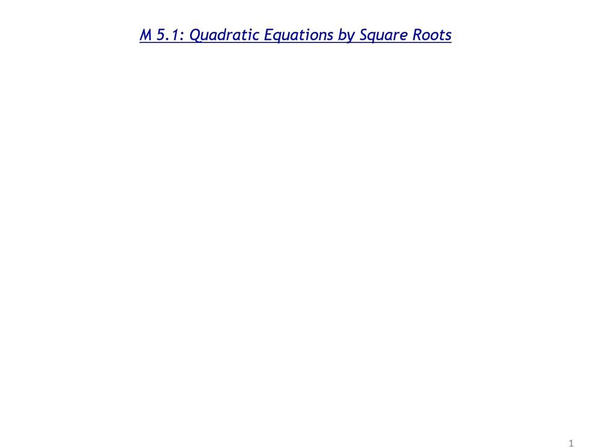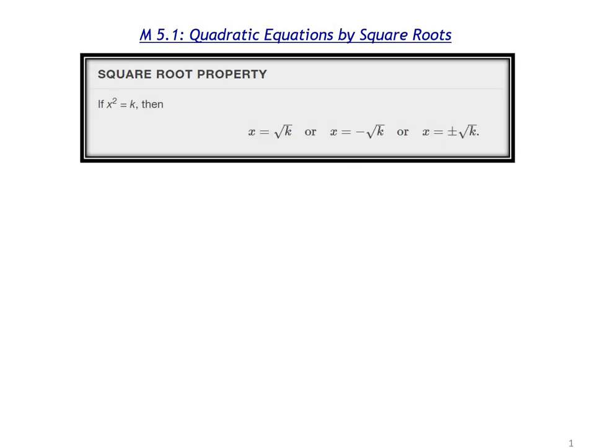Hi everyone, today we are going to discuss quadratic equations and how to solve a quadratic equation by square roots. Okay, suppose we have a quadratic equation like this, x square is equal to k, and we want to find the solution. Solution means the value of x which satisfies the given equation, right?